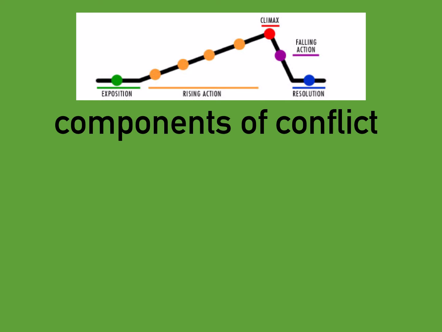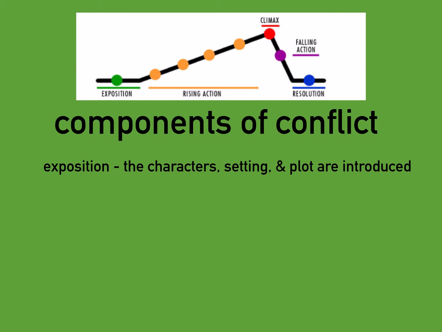So first, an author usually gives exposition. Exposition sets up the story for the reader. This is where the author will establish characters, setting, and plot.